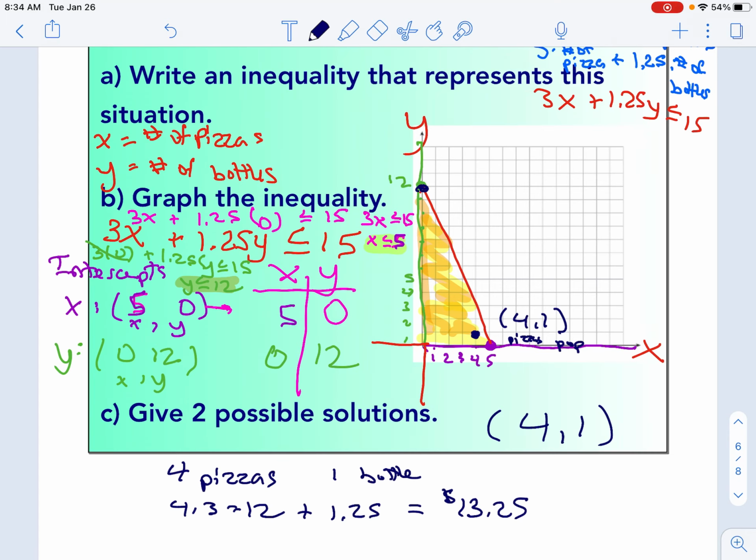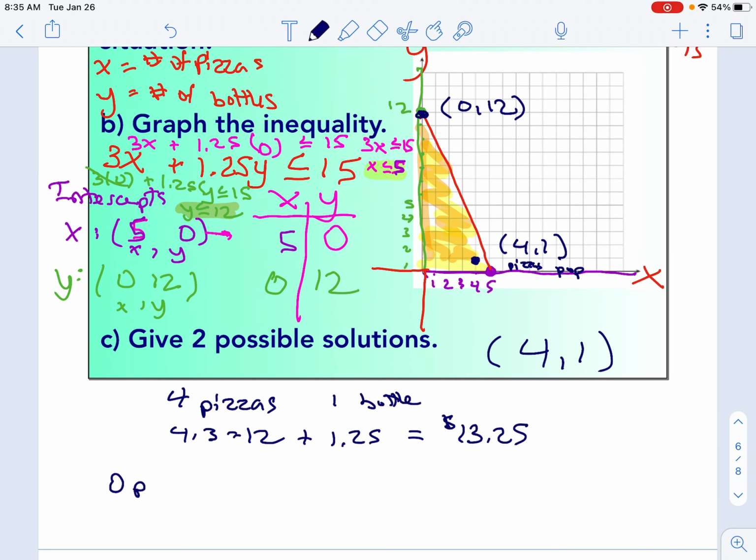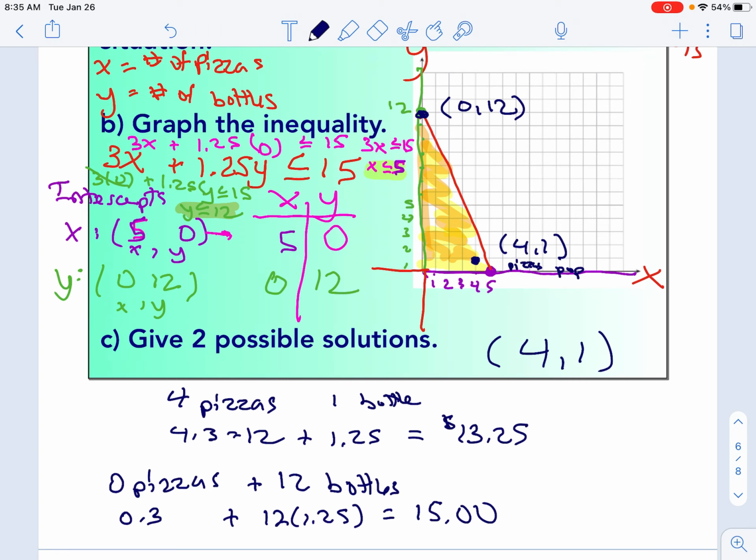Okay, what about this ordered pair? What if I buy, that's the ordered pair 0, 12. So that means I would buy 0 pizzas and 12 bottles of pop. So 0 times 3, I'm spending 0 on pizzas, and then 12 times 1.25 is equal to exactly $15. So if I buy 12 bottles of pop, then I can buy 0 pizzas.